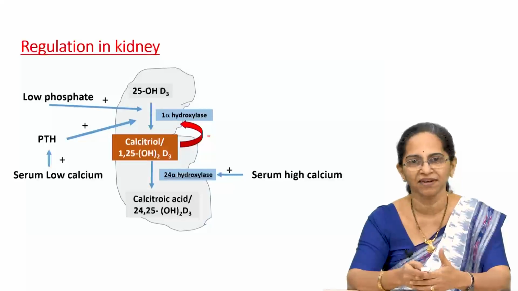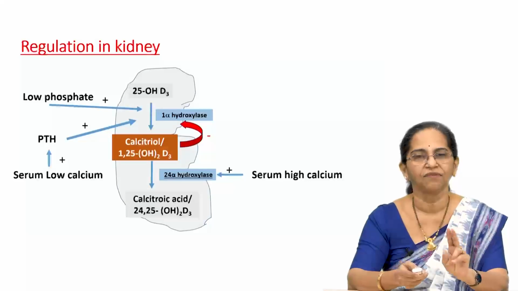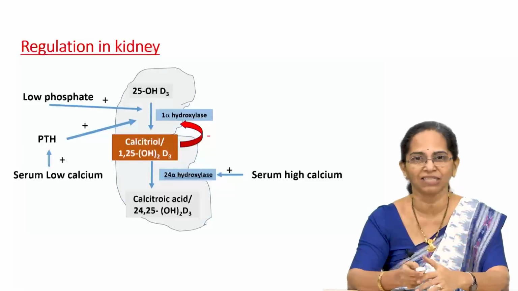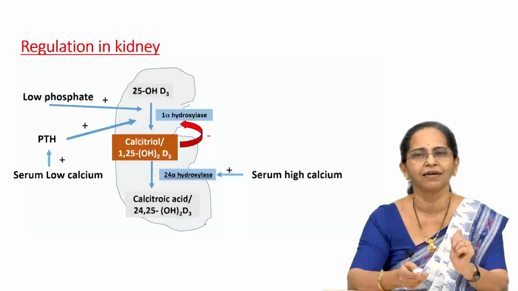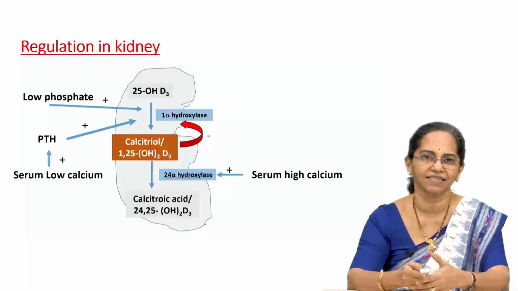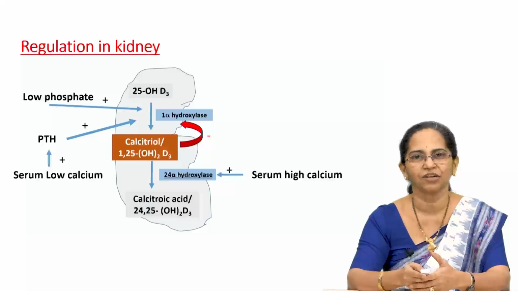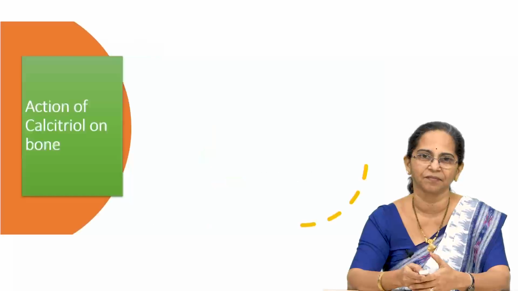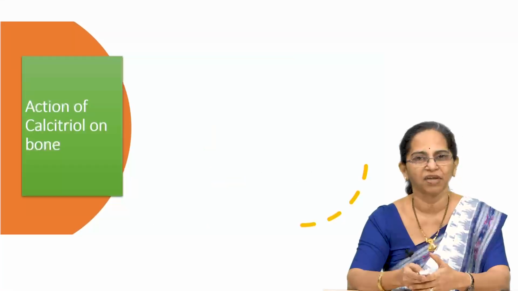So let me repeat two important things. Low serum calcium indirectly stimulates calcitriol synthesis through PTH, whereas low phosphate level directly stimulates 1-alpha hydroxylase and increases calcitriol synthesis. So this is called regulation of calcitriol synthesis in the kidney. Let's move on to the action.